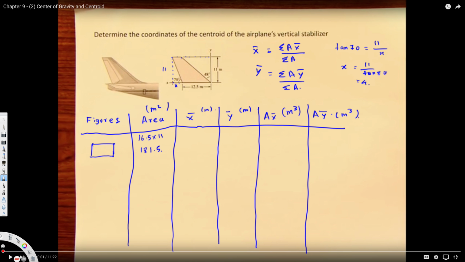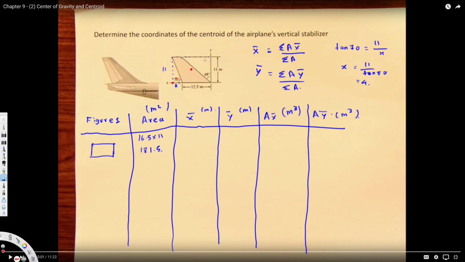So this is the area, and for x bar, let me put a mark here. Whatever x bar we are going to calculate, it's going to be from this point. We have to pick a point, so this is the point, and from this we have to calculate every distance. For the rectangle, the centroid is going to be exactly in the middle. But for the triangle, it's one third of this triangle: one third of this height and one third of this width.